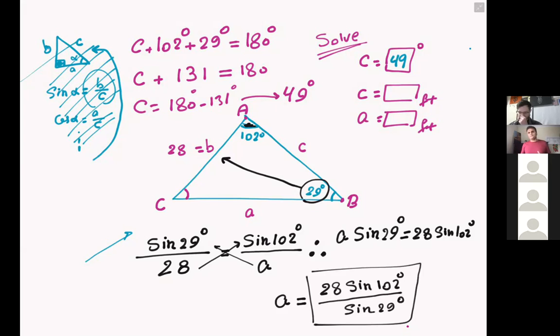Now you use your calculator. 102 and 29 are not on the unit circle, so we need to use the calculator. We're going to say 28 multiplied by sine of 102. You get the answer. You divide it by sine of 29. Can you guys tell me what this is? 56.49. Let's leave it 56. So a equals 56 feet.